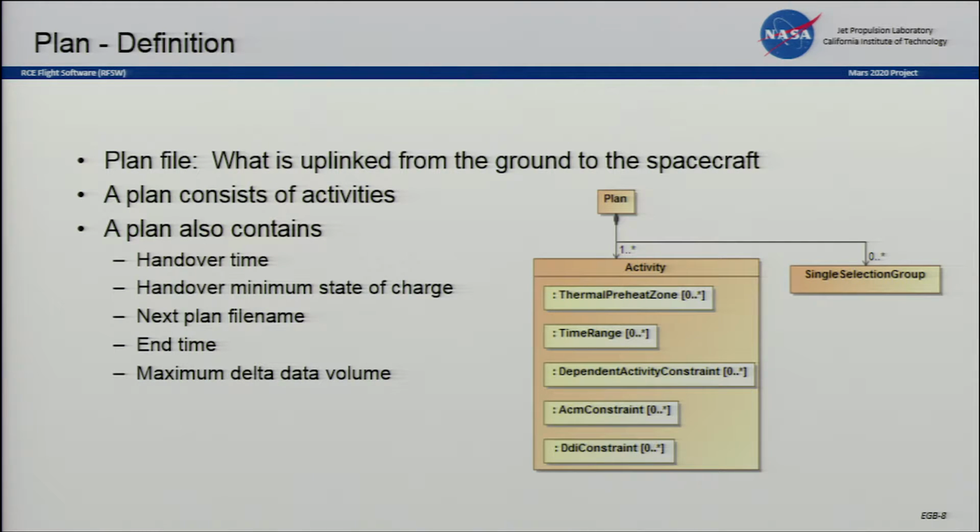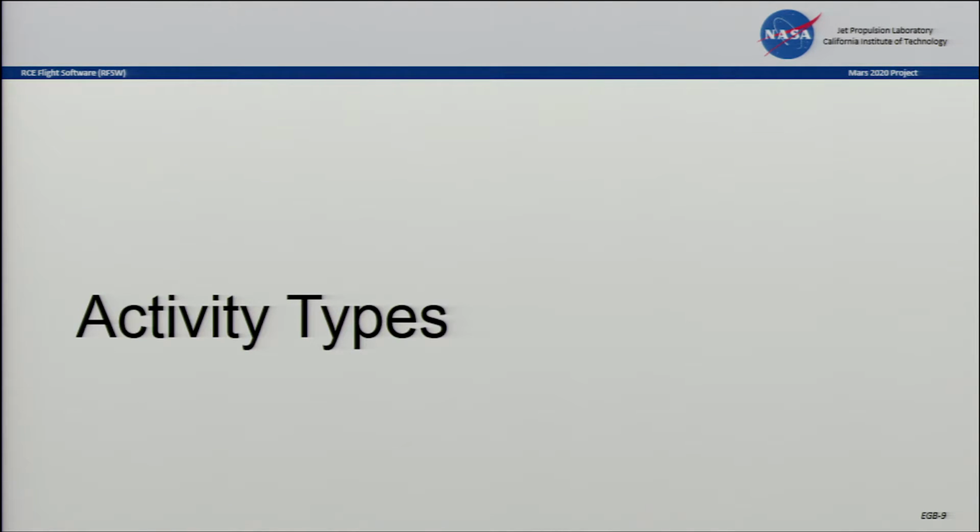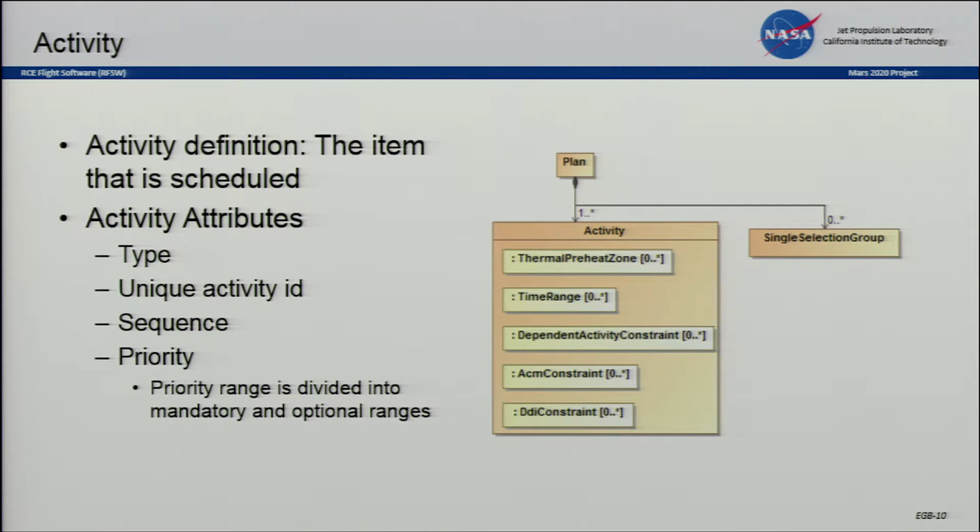Okay, we're going to walk through this in a bit more detail, but I wanted to start giving you the UML big picture of what we have. At the top is the plan. It consists of a bunch of activities, and the activity itself contains a bunch of constraints. We'll walk through this in greater detail as we go. Okay, so you've got the big picture. Now I'm going to look at activities. There are various types of activities. Some of them behave differently from each other. We're going to walk through that. As I said before, the activity is the item that is scheduled.